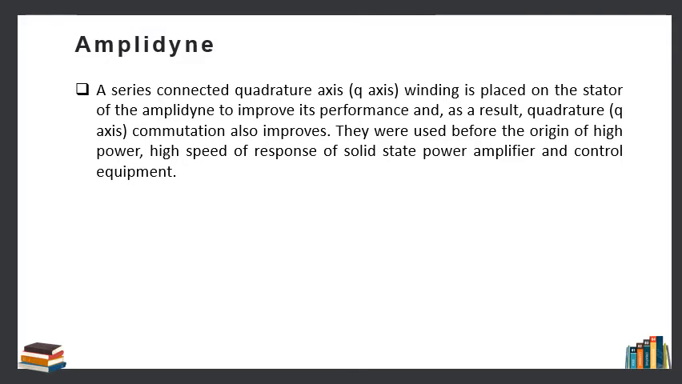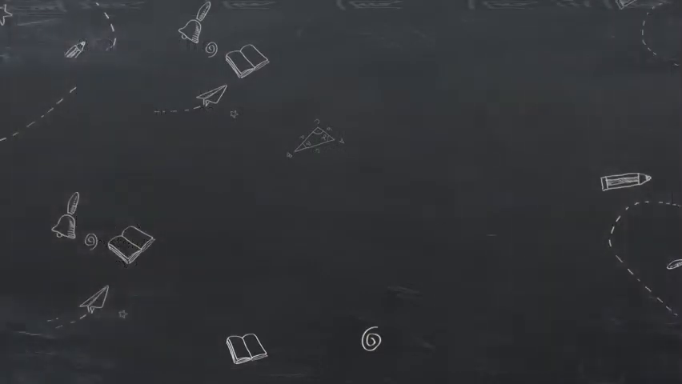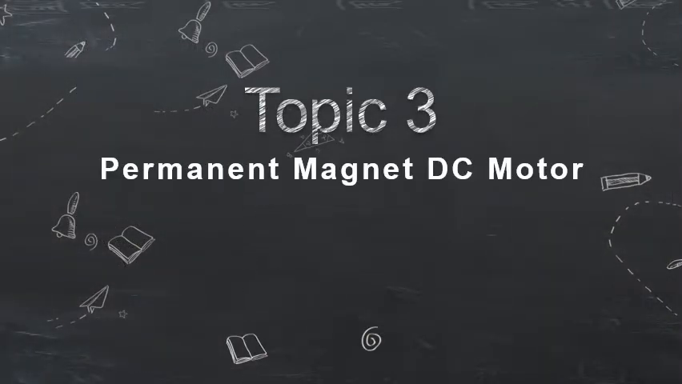They were used before the origin of high power, high speed of response solid state power amplifiers and control equipment. They were used to supply DC power to process control motors, excitation systems of large AC generators, and world speed control systems. They are now replaced by solid state power amplifiers. So this is all about the amplidyne.